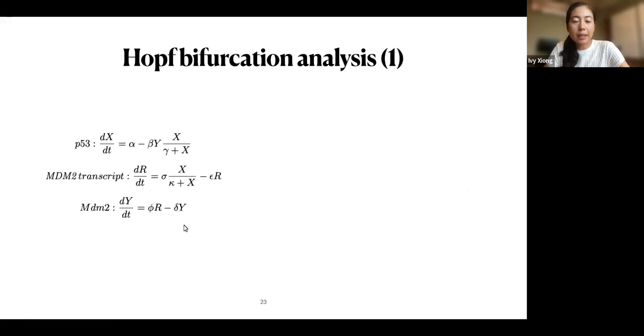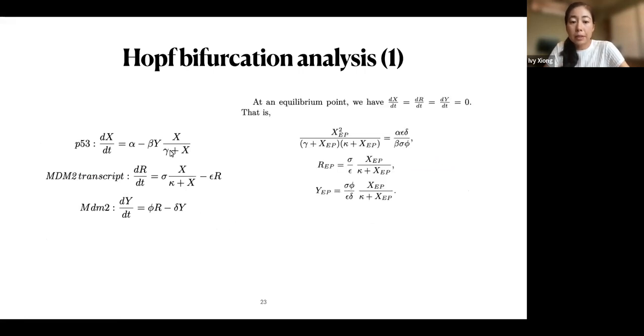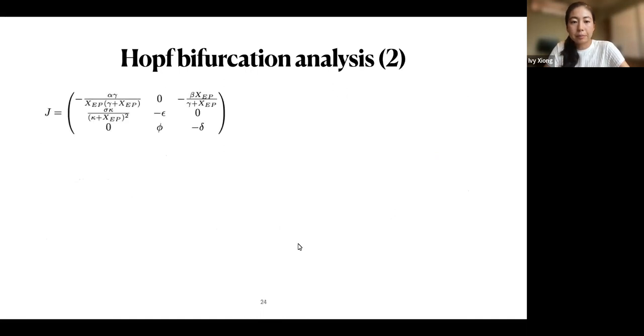So to do that, the first step is to find out the equilibrium point of the system. We have a 3-variable ODE system, so we can solve it analytically or symbolically. Here's kind of a messy formula, but in the end, we have all 3 equilibrium points calculated symbolically. The second step is to perform linear stability analysis, calculate the Jacobian matrix and find out the eigenvalue structure.